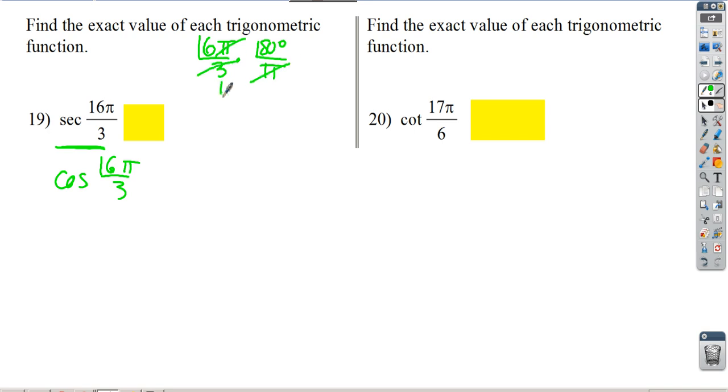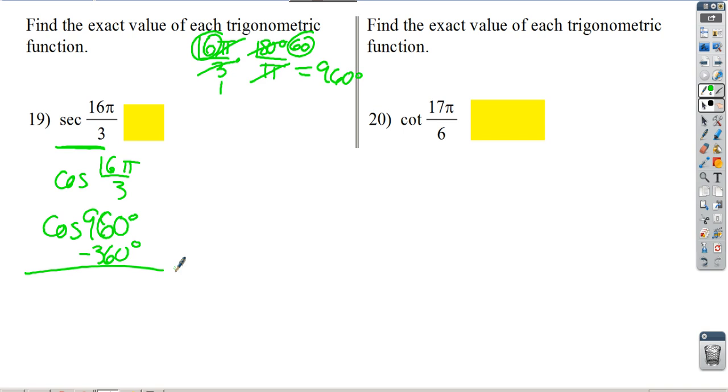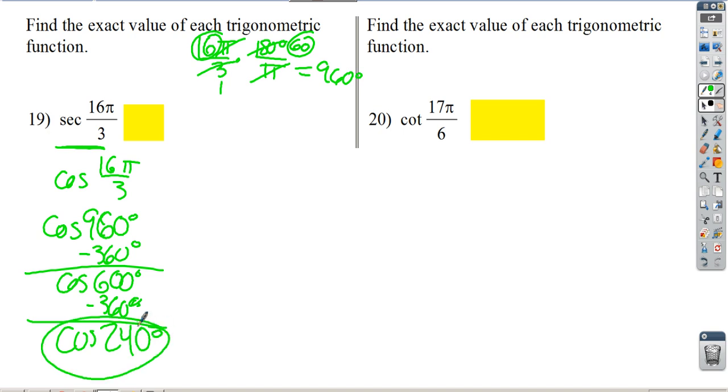3 goes into itself once, and it goes into that 60 times. 16 times 60 is 960 degrees. So we're being asked to find the cosine of 960, but we don't want to be outside angles of 360. So let's keep subtracting 360. 960 is the same as 600 degrees. We're not in a region that we're familiar with yet. So let's subtract another 360, and we find out that 960 is really like cos 240. It's like 240, but you went around an extra 2 times.